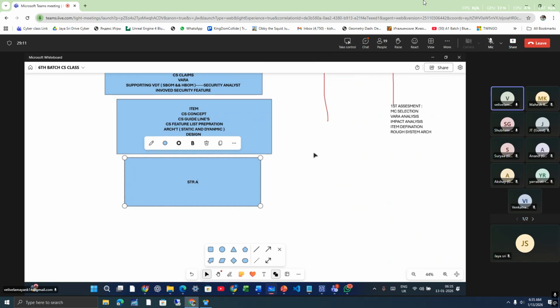STR analysis, SYR, SWR, security control. Security control usually will come. Here, architects, some organizations, be careful, they will use two terminologies.